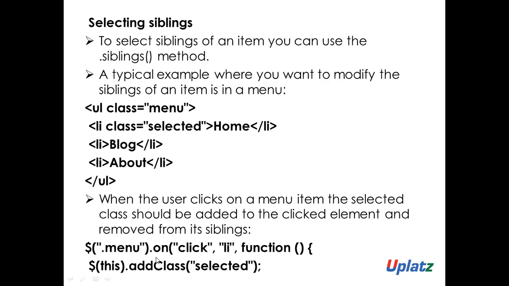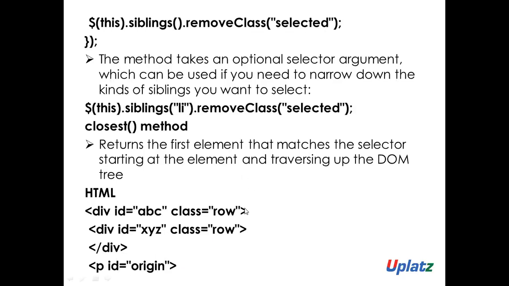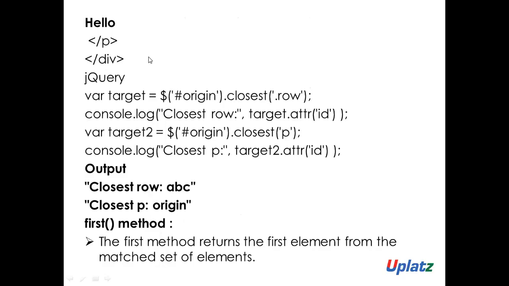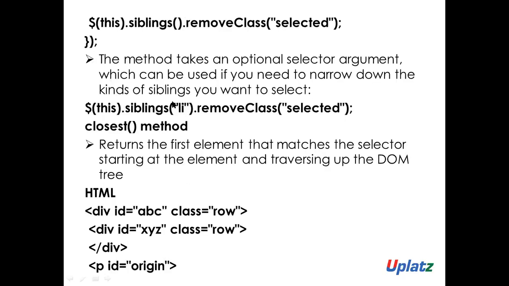For the menu, on click of li, function. What I'm doing is adding a class to this element that is getting selected, and for removeClass I'm using siblings so that it gets removed from them. This method takes an optional selector as an argument, where we can narrow down the kind of siblings we select. So this.siblings('li').removeClass('selected'). Next is the closest method.